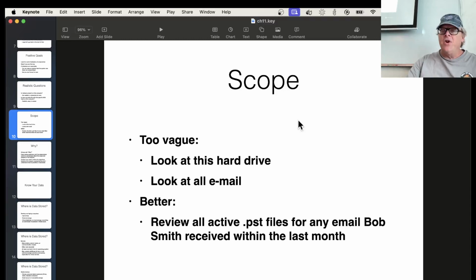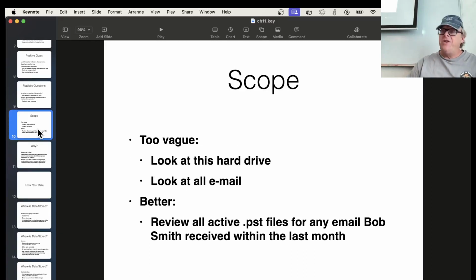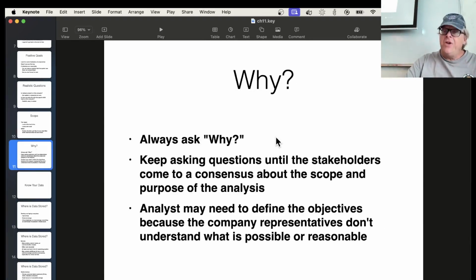So you've got to have your scope. "Look at a hard drive, look at all the email" is too vague. What's more real is to say, look for what email this person received in the past month, that kind of thing. This is the fundamental problem: especially beginning forensic examiners can just wade through something like a hard drive image forever, finding all sorts of stuff and getting lost. So you want to understand what the real goal of this is. And by the way, it's usually pretty obvious.